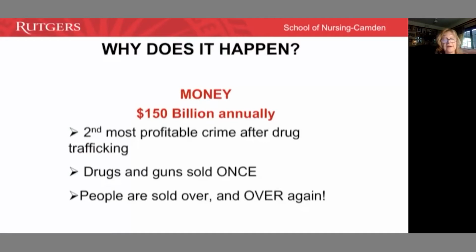And why is that? Because drugs and guns are sold once. The perpetrators have to go back out once those guns and drugs are sold and repurchase them again. However, a victim of trafficking, a person, can be sold over and over and over again. So the amount of money that can be made from people is much, much greater than can be made with drugs and guns.